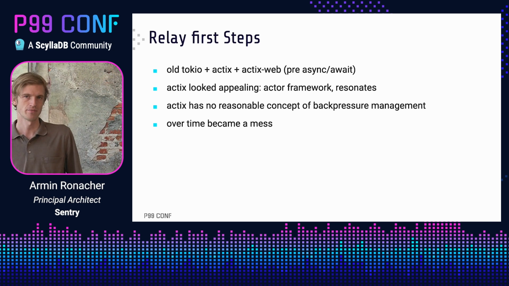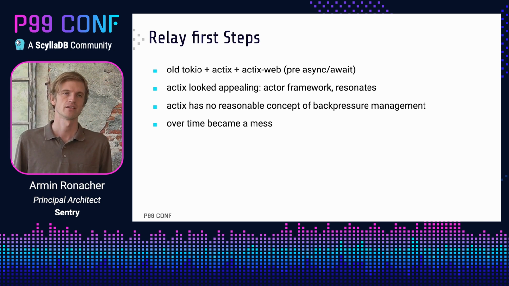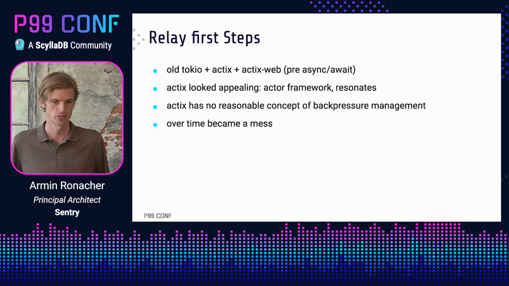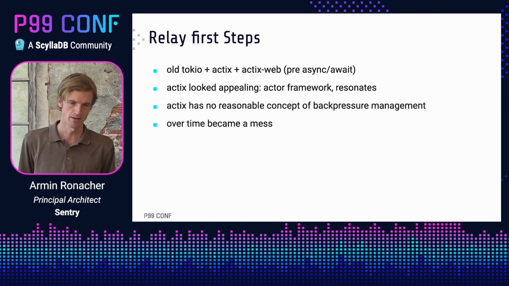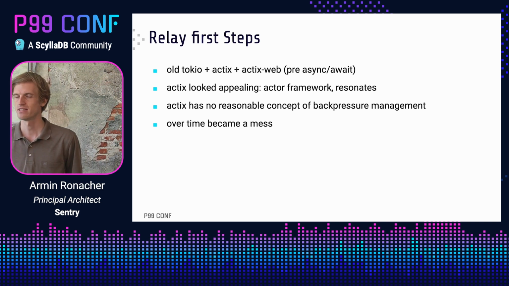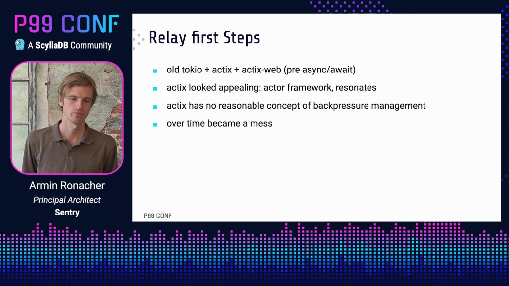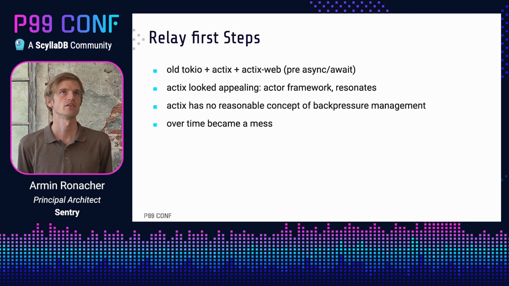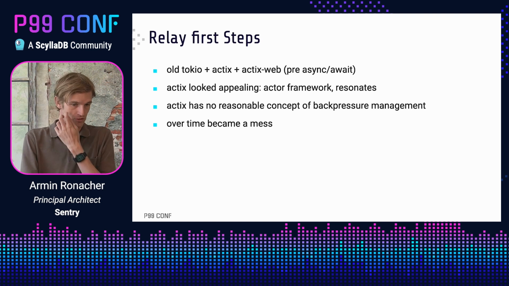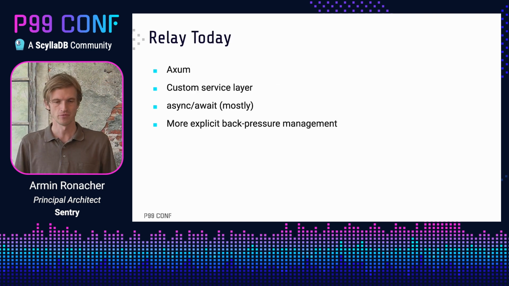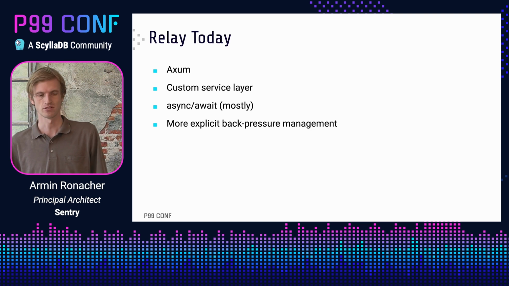When you want to write a web service in Python, in Rust, you have to pick the base on which you put it. Originally, you put it on the old Tokyo system together with Actix and Actix Web. It looked very appealing, and I think it mentally still resonates with me to build on an actor framework. But we found it incredibly hard to manage back pressure in the system. And over time, what we had created became quite a bit of a mess. So we went through a couple of iterations, and today we have a custom service layer.